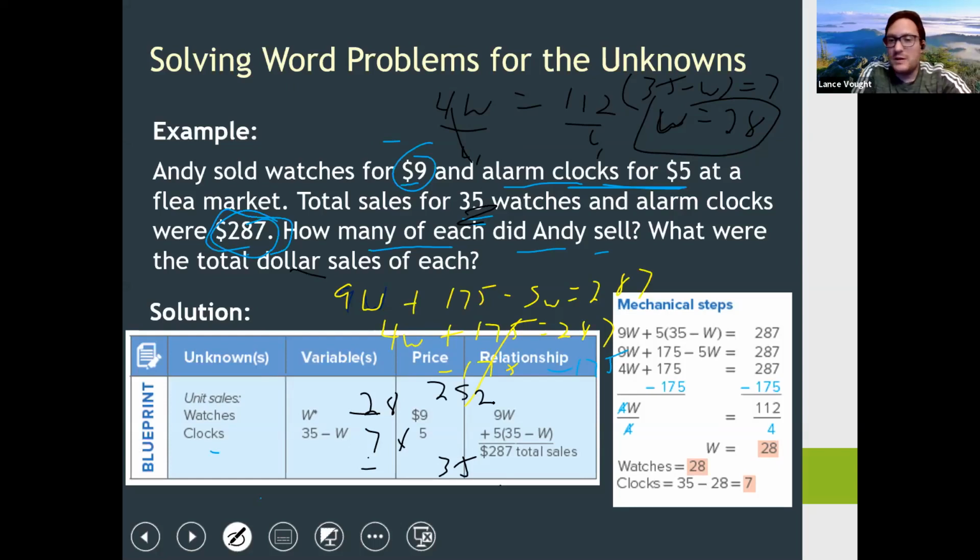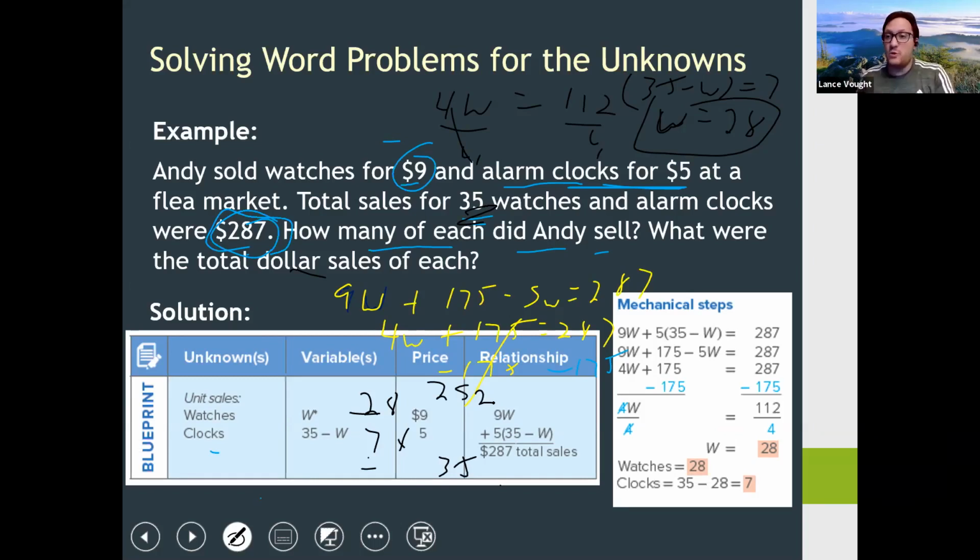So this is a long problem because there were 2 things you had to figure out for each thing, but it all fit into one simple equation. So first step was to figure, okay, we need to parse watches and clocks. We'll express them in watches. We know that the total amount of sales in terms of units is 35. So the complement of watch sales is clock sales. So 35 minus W is clock sales.